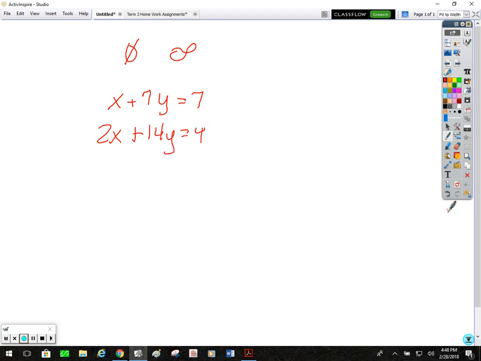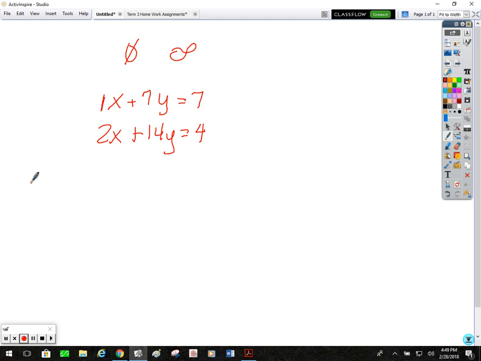Again, the first thing I want to ask myself, do I have a variable that's completely isolated? Well, no, because both of my variables are on the same side. They're on the same side here. They're on the same side here. So again, I need to come up here and find the lonely variable. Well, there he is right there. So I'm going to solve this top problem for x.